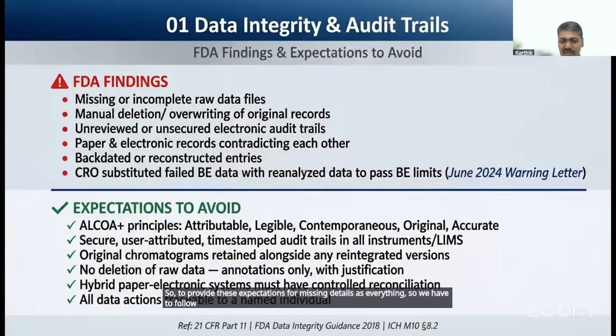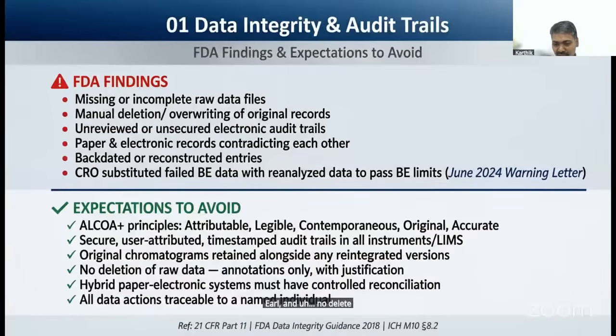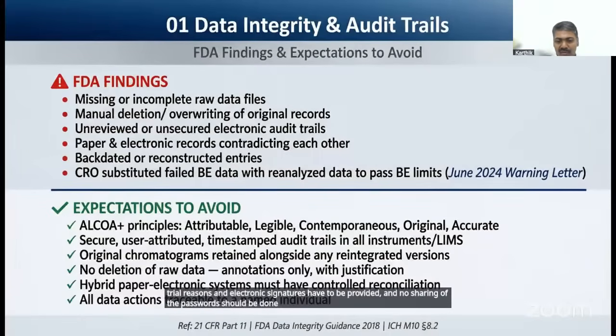We have to follow ALCOA plus principles: documentation should be legible and contemporaneous, we have to keep all original data, and accurate data has to be reflected. For audit trails, all instrument audit trails should be enabled, there should be no delete option in the instruments, audit trail reasons and electronic signatures have to be provided, and no sharing of passwords. Whenever we go for reintegration, the original chromatograms and the reintegrated version should both be there and both submitted to the regulators, and no deletion of raw data should be done. If a problem has occurred, we have to annotate it and mention proper justification, but deletion should not happen.